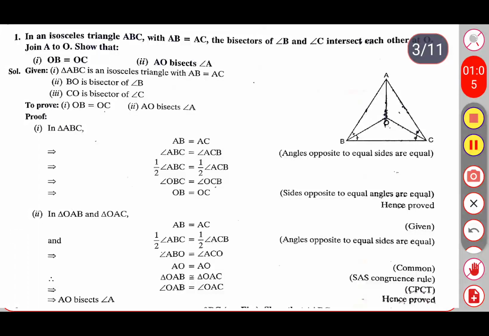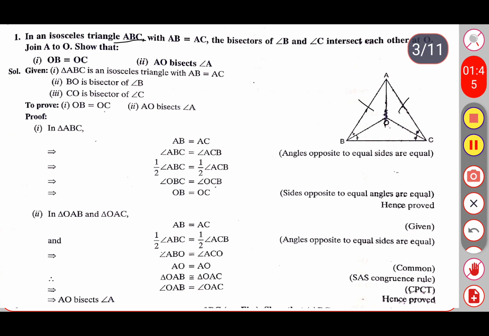In an isosceles triangle ABC, ABC is an isosceles triangle with AB equal to AC. AB is equal to AC means in an isosceles triangle two sides are equal. The bisectors of angle B and angle C intersect each other at O. Join AO. Show that first, OB is equal to OC, second, AO bisects angle A.